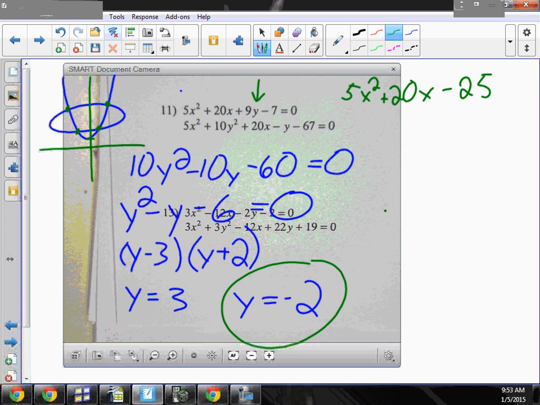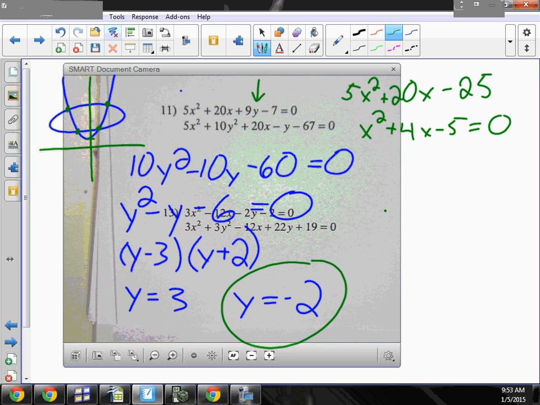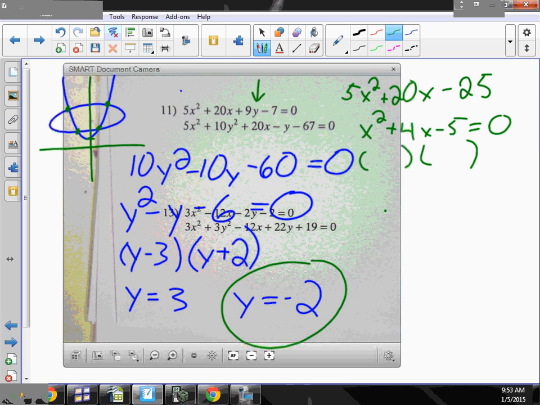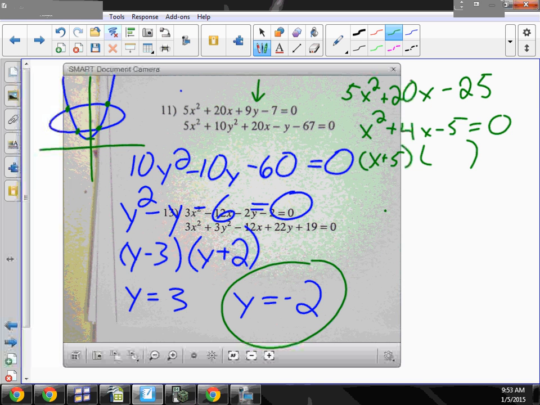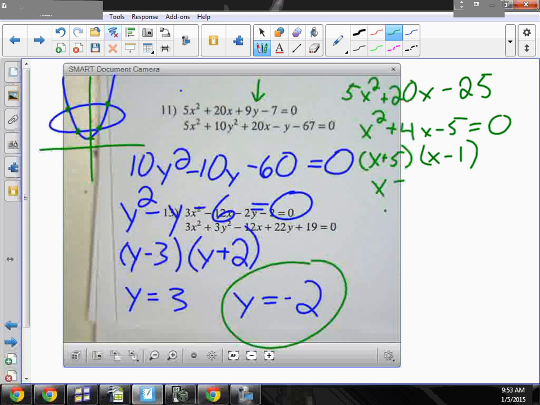Okay, can I divide by 5? Yeah, so that's a good sign. So x squared plus 4x minus 5 equals 0. Let's try to factor it. Are there factors of 5 that add to be 4? Negative 5 and positive 1. So (x minus 5)(x plus 1)... so this is negative 5 and 1.